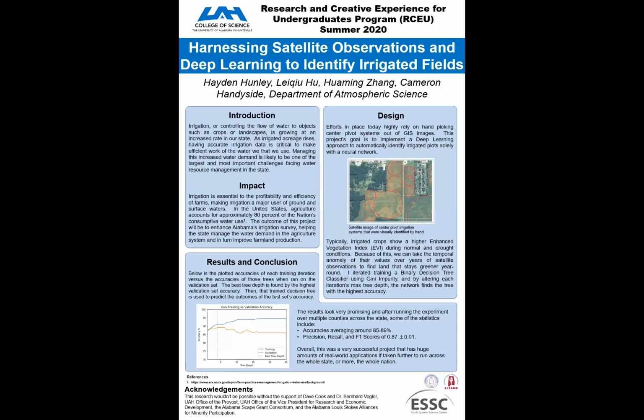On those images, land that's irrigated actually shows a higher enhanced vegetation index during normal and drought conditions, which means we can just use the change in that value over many years of data to find what land is irrigated and what land isn't. So to begin, I actually researched a few different deep learning approaches, but decided on using a binary tree decision classifier, one that's perfectly simple enough to capture the data and output a binary answer. It's either a 0 for not irrigated or a 1 for irrigated.